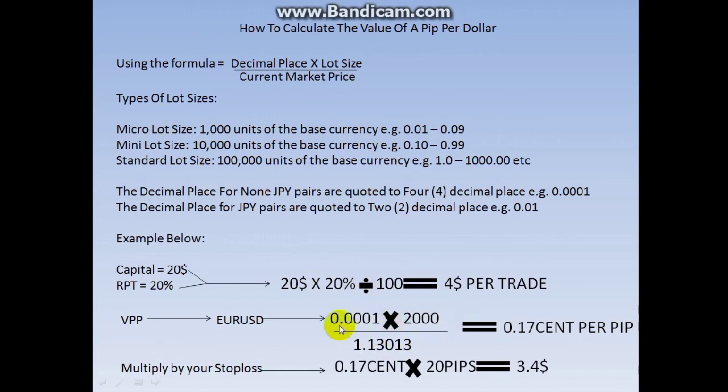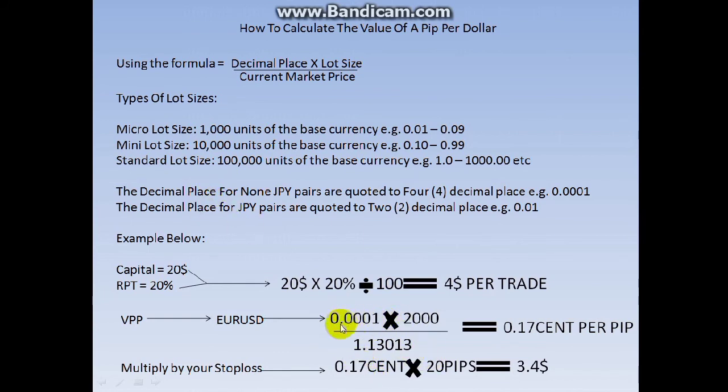So divide by the current market price, okay? This was a random price, so you have to look at the current price of that particular pair. So let's say currently EUR/USD is at 1.13101. This is the pipette. Remember we said they are quoted to 4 decimal places, right? But this is the pipette and you just have to add it for completeness sake, okay?